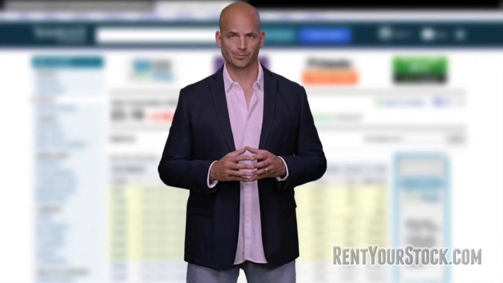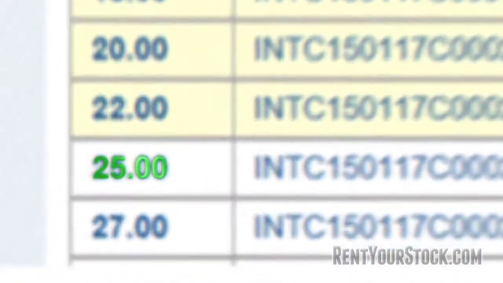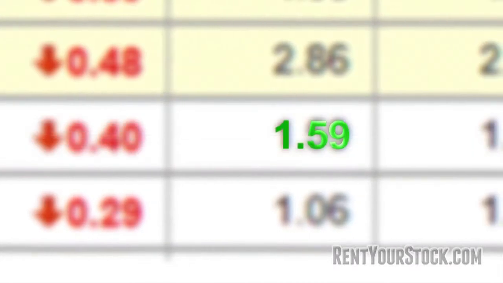Let's take a closer look. Continuing with our Intel example, assuming we purchase stock at $23.18 per share, we could now sell the right to another investor to buy our Intel shares for whatever strike price we like. For example, let's say we would be willing to sell our shares for $25 per share. Find $25 in the strike price column, then follow the row over to the bid column. Here you can see that an investor is willing to pay us $1.59 per share in rental income right now if we grant the investor the option to buy our shares for $25 sometime in the future.